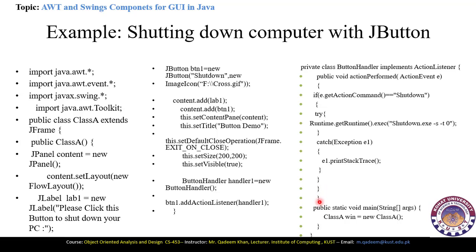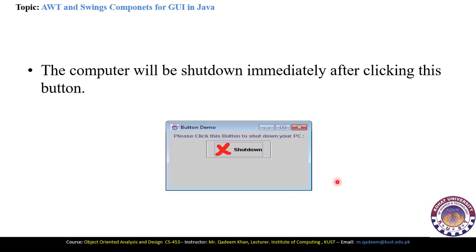And here is the public static void main function. Inside the body of the main function, we have instantiated an object of class A. When the object is instantiated, the constructor will be called, and inside the constructor, all this code will be executed. So after compiling this program, you will get this output. When you click on this button, the computer will be shut down.